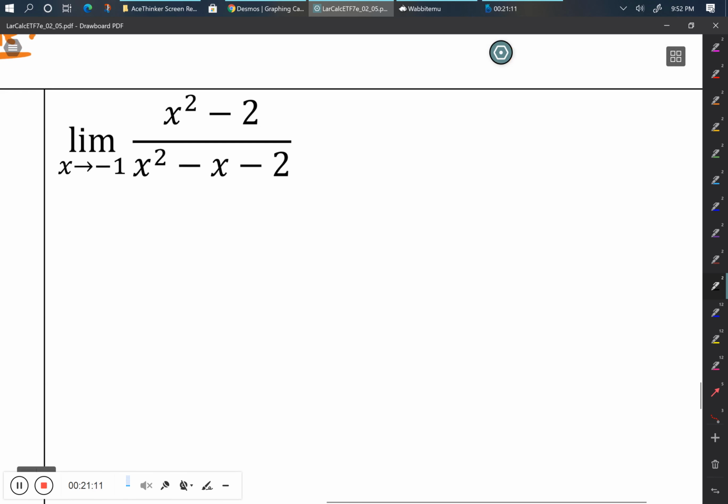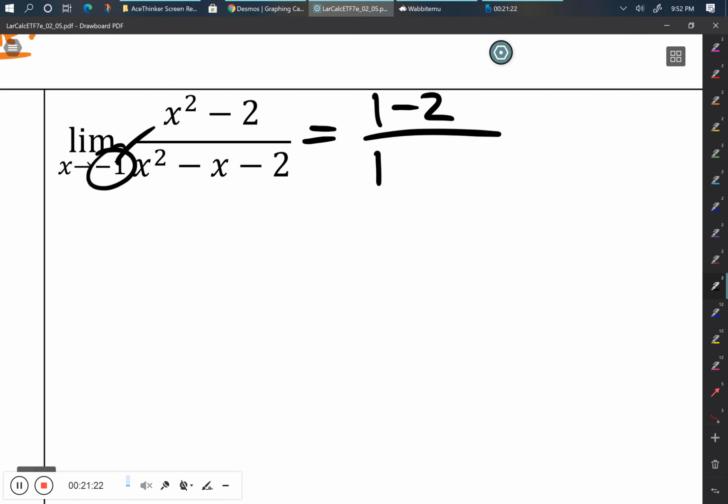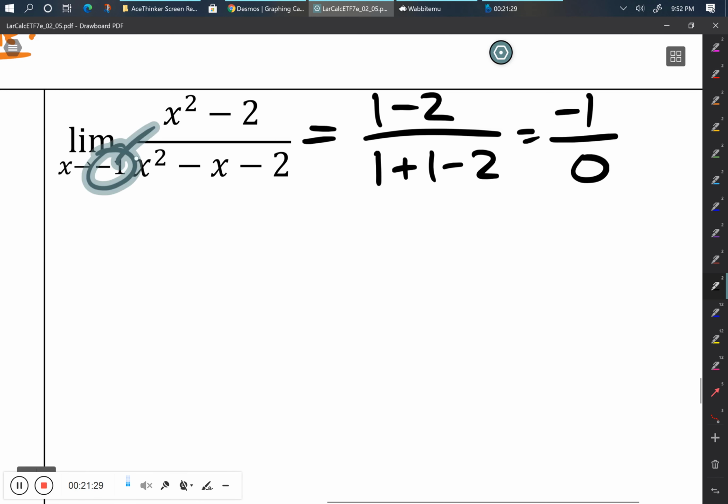How about this one? I'm always going to do what I always do. First things first, direct substitution. Plug that negative 1 in and see what happens. That's going to give me 1 minus 2 divided by 1 plus 1 minus 2, which is negative 1 divided by 0. Now I see that I'm going to have a vertical asymptote. So now I'm going to explore that vertical asymptote and see how that works out.